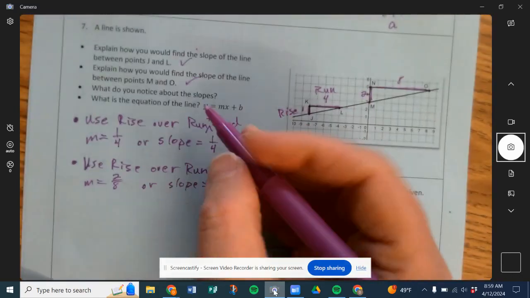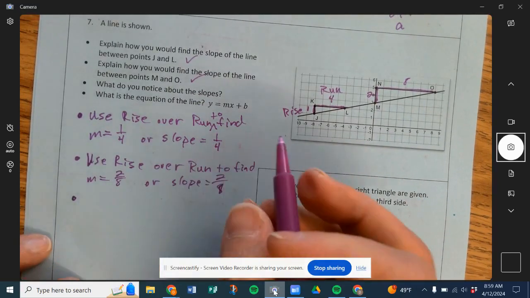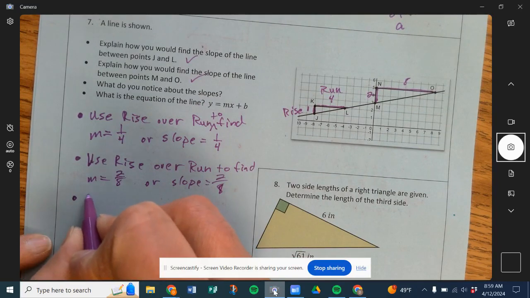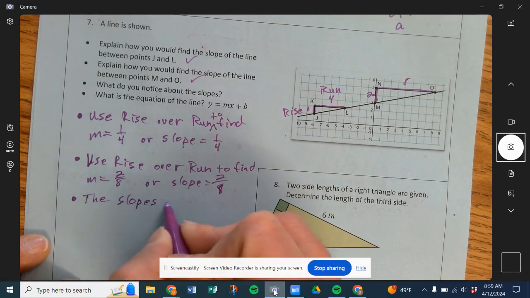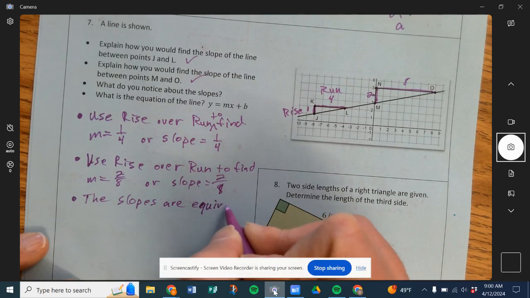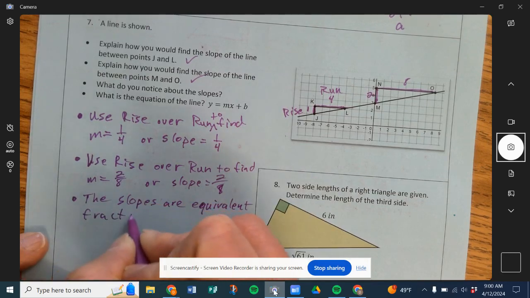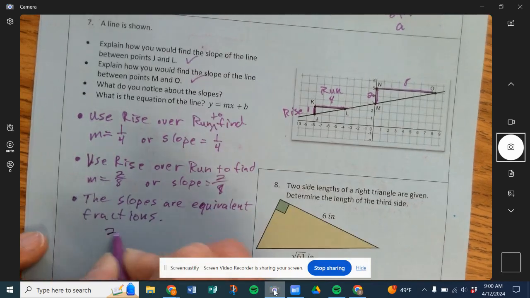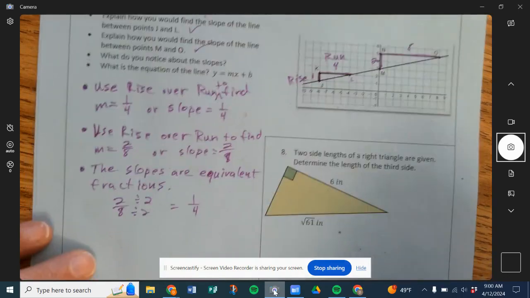What do you notice about the slopes? Well, I noticed that they're equivalent fractions, right? The slopes are equivalent fractions. You would take that 2/8, divide by 2 on the top and bottom, and you get to 1/4.